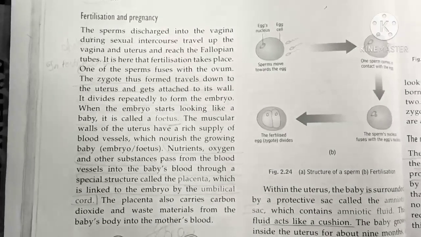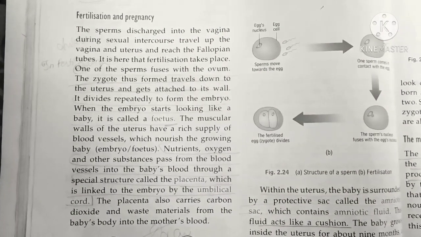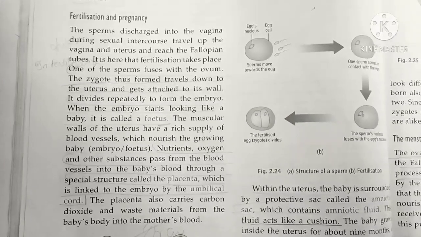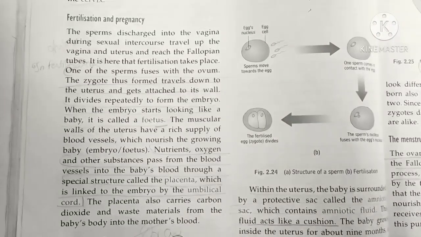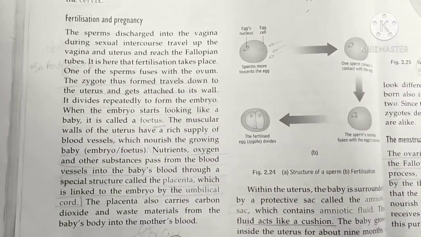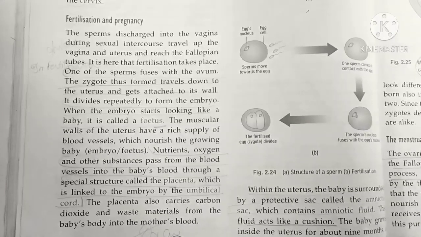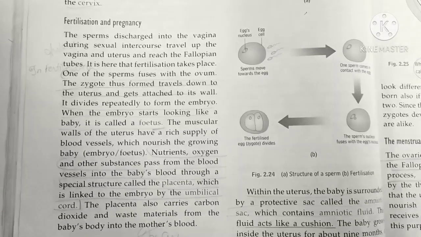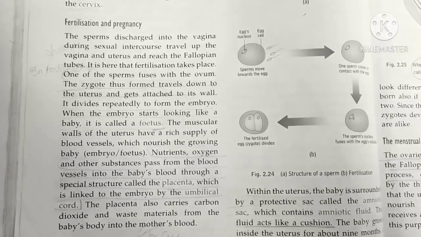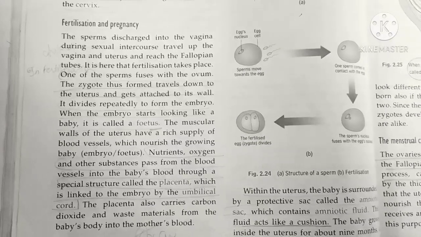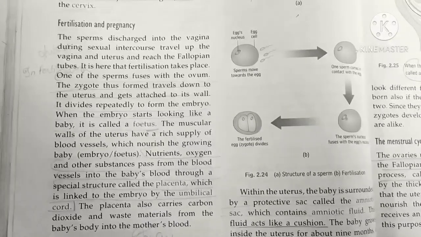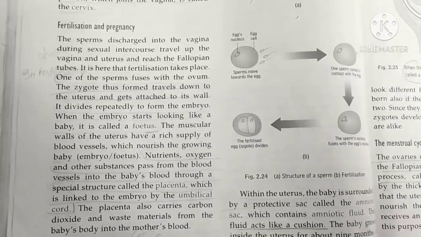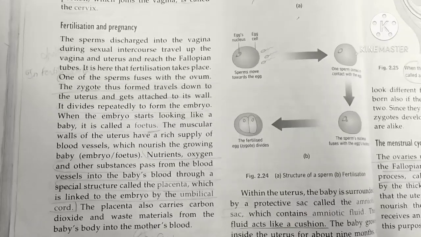Now let us discuss fertilization and pregnancy. The sperm discharged into the vagina during sexual intercourse travel up the vagina and uterus and reach the fallopian tubes. It is here that fertilization takes place. One of the sperms fuses with the ovum, and the zygote thus formed travels down to the uterus and gets attached to its wall. Means fertilization takes place in the fallopian tube and then the zygote is formed and it slowly travels to the uterus and gets attached to its wall.